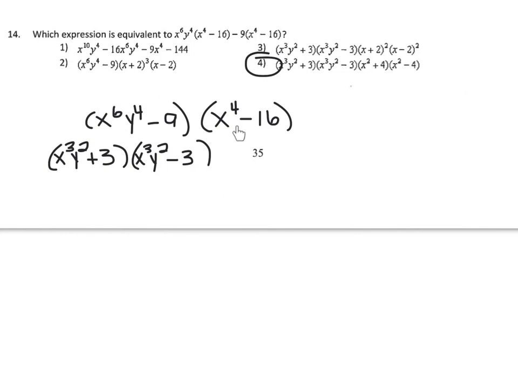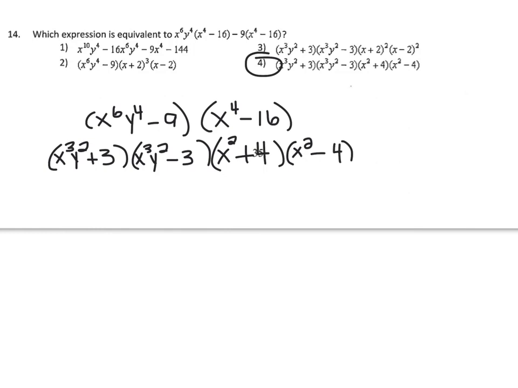All right, now if we look at this, we could say this is also a difference of perfect squares. So let's set up 2 sets of parentheses. We're going to have 1 plus and 1 minus, and the square root of x to the 4th is x squared, and the square root of 16 is 4.